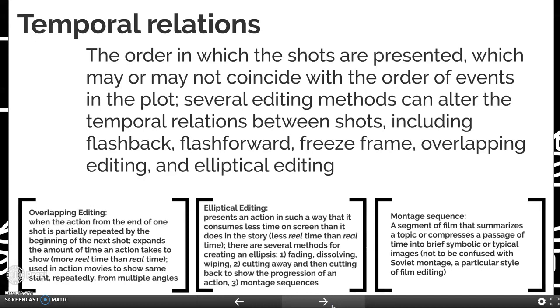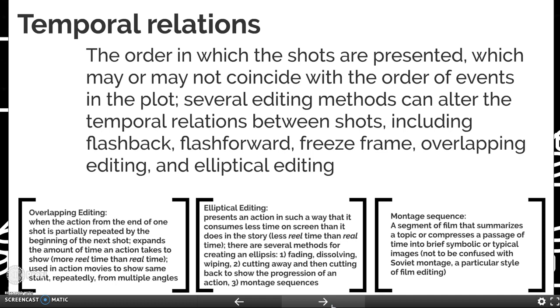Now, related to spatial relations are temporal relations, right? We can't have space without time. We need both of those together. Now, in temporal relations, I'm specifically referring to how the editor uses their craft to create a storyline and what that storyline tells us about time.